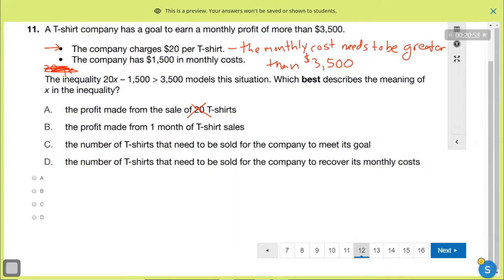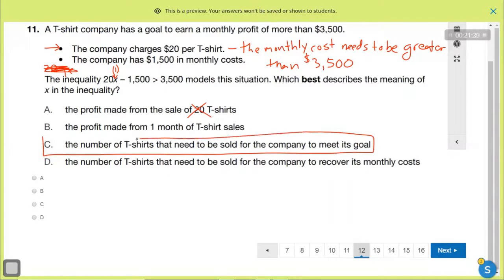The profit made from 1 month of t-shirt sales. Well, no, I could plug in 1 here, and that's what I would see if I were to find the profit, which would actually be negative, and that would not make this inequality true either. So it's not what we're talking about when we want to describe the meaning of the inequality. We want the meaning of the whole thing, not just the profit of 1 month. The number of t-shirts that need to be sold for the company to meet its goal. That is true. That's it right there.